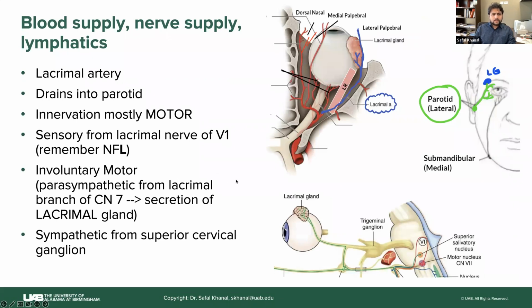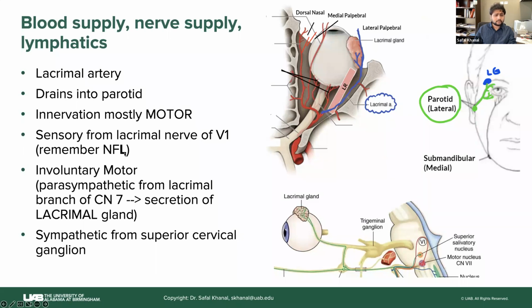Now, blood supply to the lacrimal gland, as you can see, is on the lateral side, so it is through the lacrimal artery. The lymphatics, it is on the lateral side again, so it drains into the parotid. The innervation to the lacrimal gland is mostly motor, but it also receives sensory innervation and sympathetic innervation. The sensory one, if you remember again, is a branch of the ophthalmic nerve, which you can remember by NFL: nasociliary, frontal, and lacrimal. So that's the one that supplies the lacrimal gland.